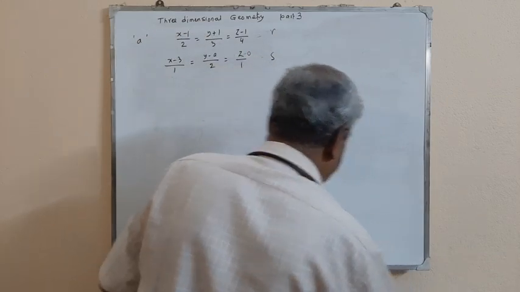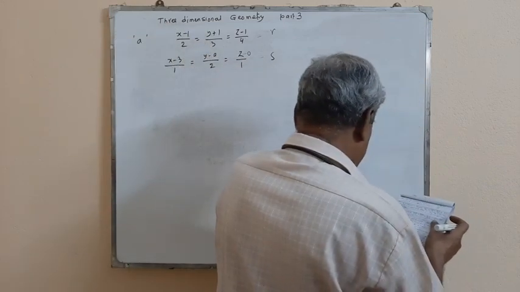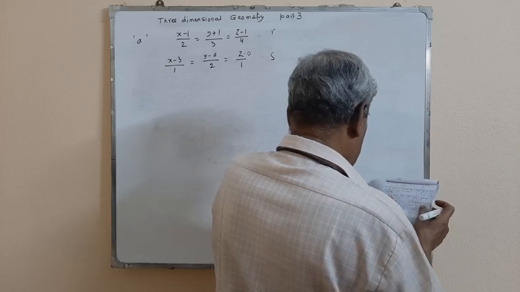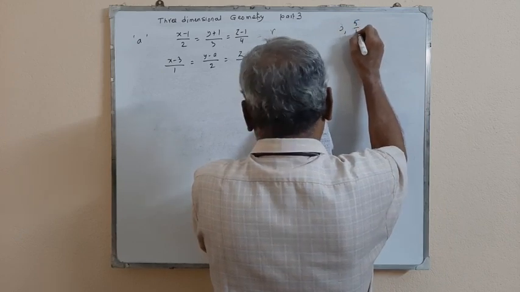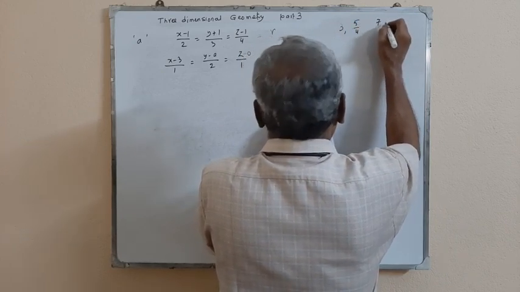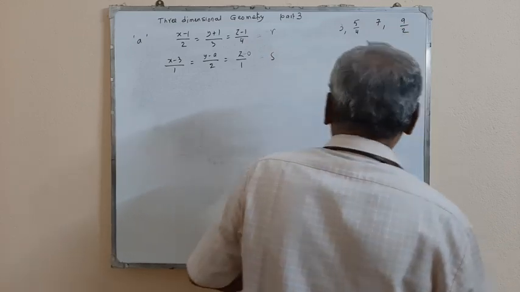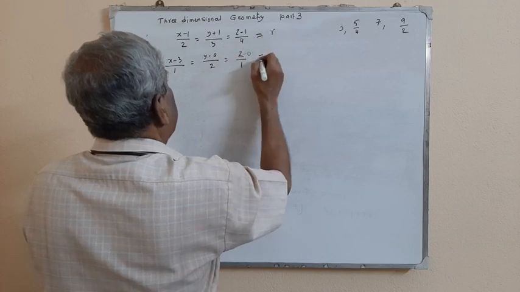Options not yet given: 3, 5 by 4, 7 and 9 by 2. So we suppose that this is r and this is s.